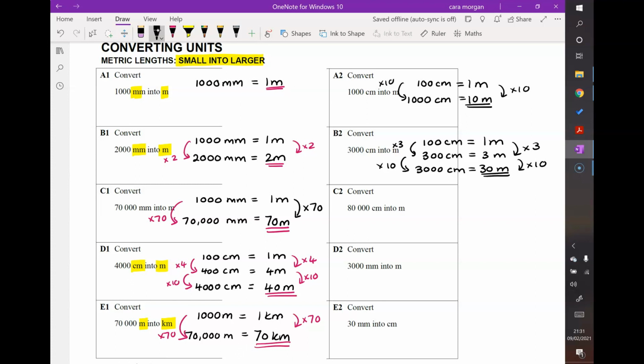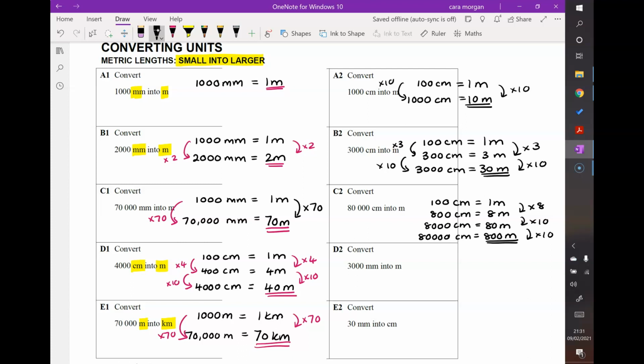Next, I've got 80,000 centimetres into metres. Well, again, I know that 100 centimetres is 1 metre. I notice I've got an 8 there, so 800 centimetres is 8 metres, making it 8 times as big. 8,000 centimetres must be 10 times as big again, which is 80 metres. And then 80,000 centimetres must be 10 times as big again: 800 metres. I always get a bit intimidated by the number of zeros on a number, so I just try and make it easy for myself by doing lots of small steps, and then I get the answer right.